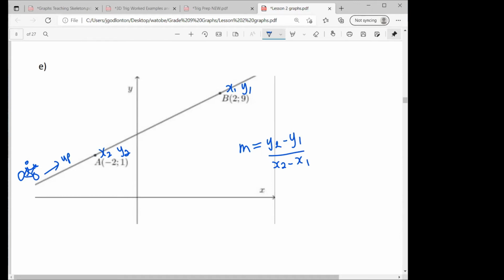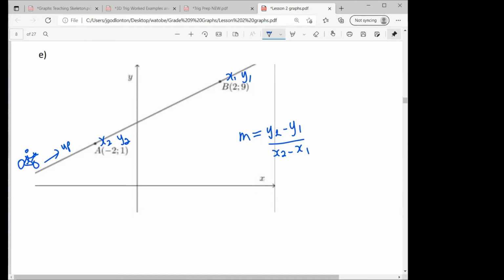So those of you who are getting 2, that is excellent. Well done. We've got 1 minus 9 over negative 2 minus 2, which gives us negative 8 over negative 4, and a negative makes a positive. Exactly. So it would be 2. Well done. Good job.